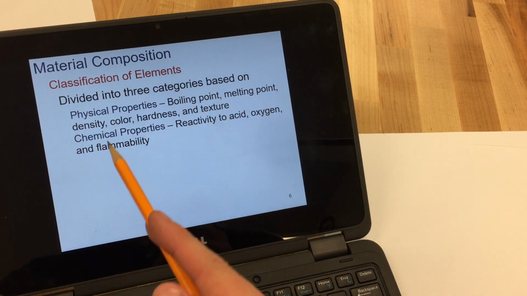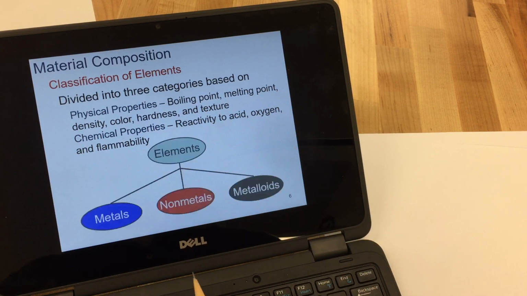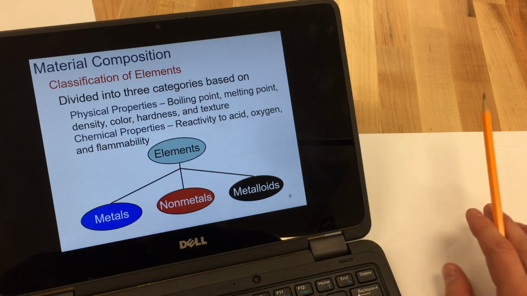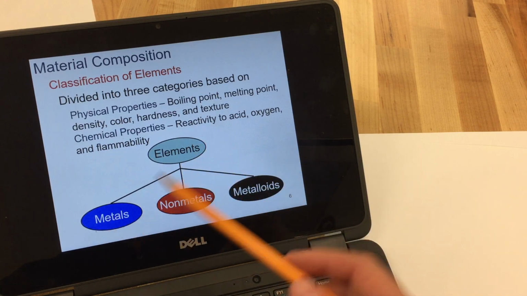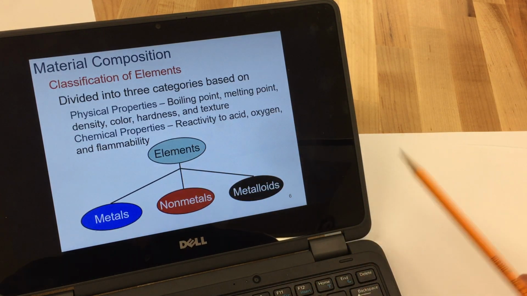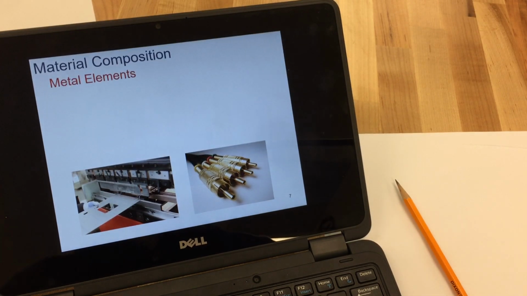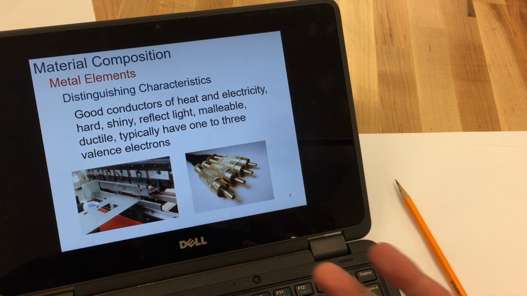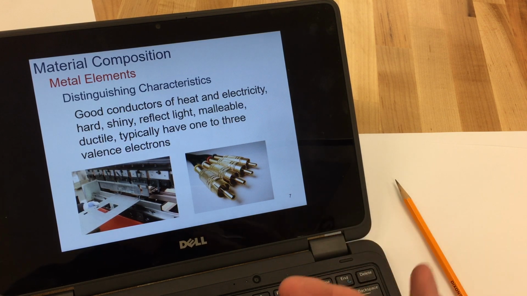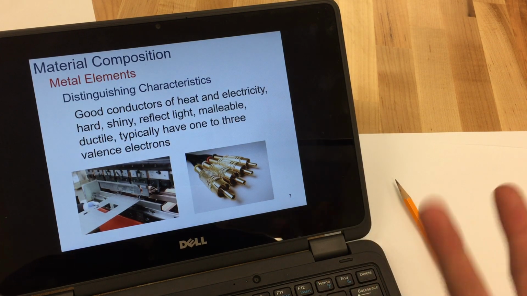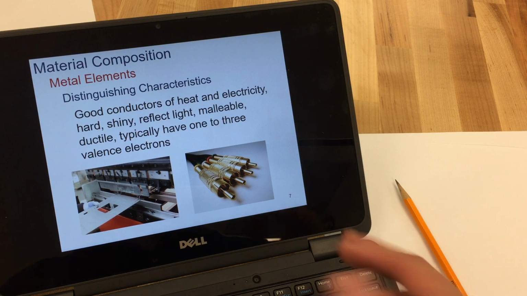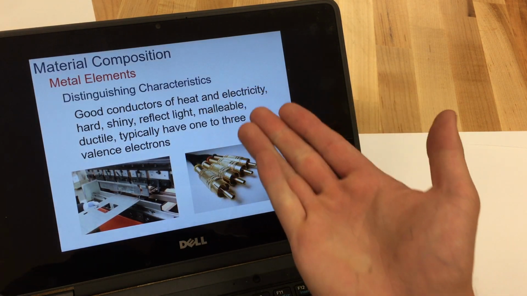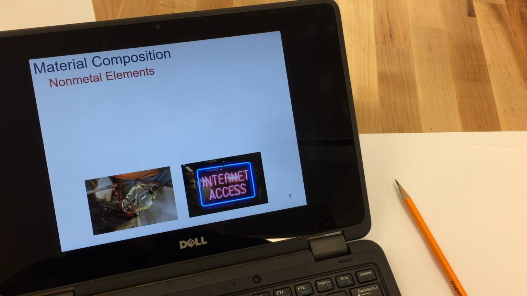And then our elements can be divided into three categories based on their physical properties, chemical properties. All right, boiling points, melting points, things like that. So we have three different types of elements. We have metals, we have nonmetals, we have metalloids. Okay, so of those metals, they're good conductors of heat, electricity, hard, shiny, reflect light. Think copper wires, metal. All right, normal metal-like objects. They're ductile, have 1 to 3 valence electrons. All right, 1 to 3. Once again, that means they're able to conduct electricity.